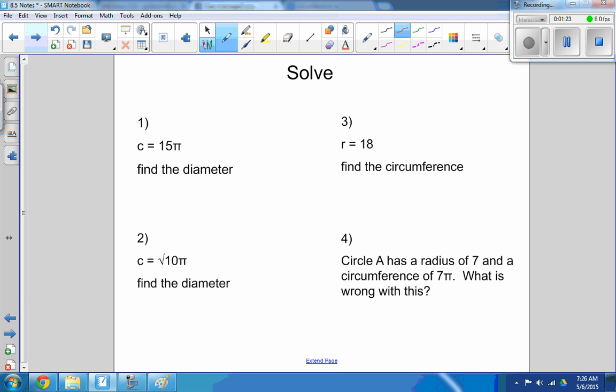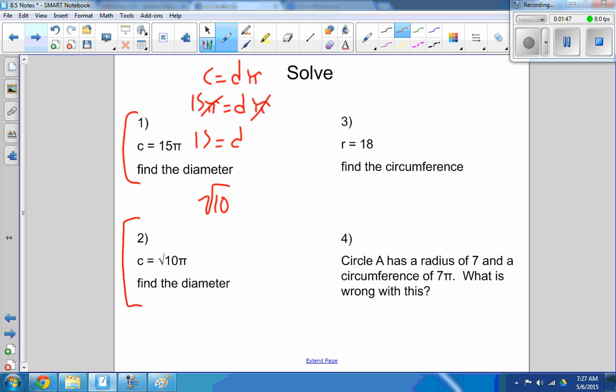So problem 1, I got the circumference is 15 pi. So remember, circumference is diameter pi. So I got to solve for the diameter. So 15 pi equals diameter pi, divide by the pi's, and you're left with diameter is 15. Let's look at number 2. Circumference is the square root of 10 pi, so that equals the diameter pi. Divide by the pi's, and you get the diameter is the square root of 10.